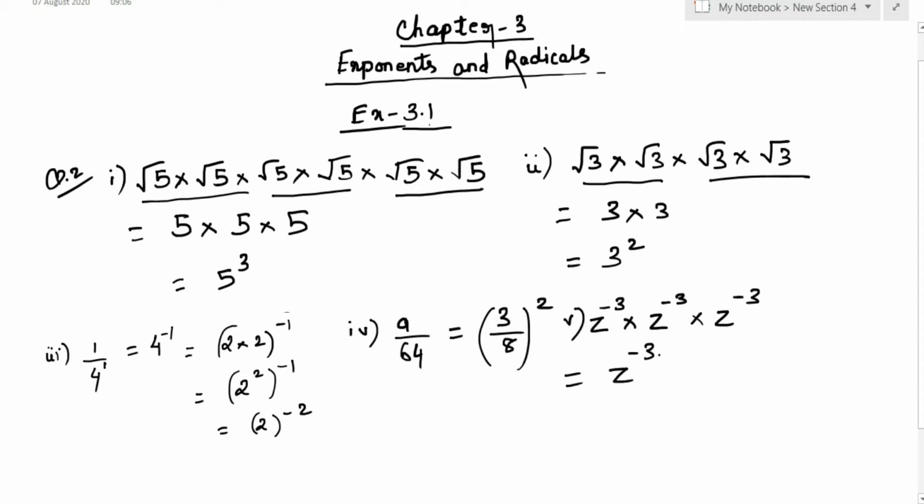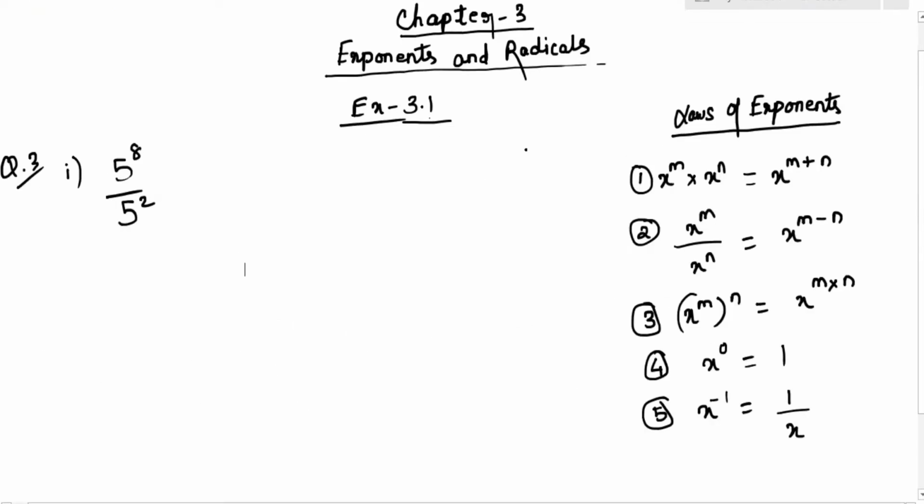So they will become minus 3, minus 3 and minus 3. Power ek saath jo hai, minus ka sign hai. They are having the same sign, they will add, but the sign of the answer will come in minus. 3 plus 3 is 6, 6 plus 3 is 9. So the final answer is z to the power minus 9.